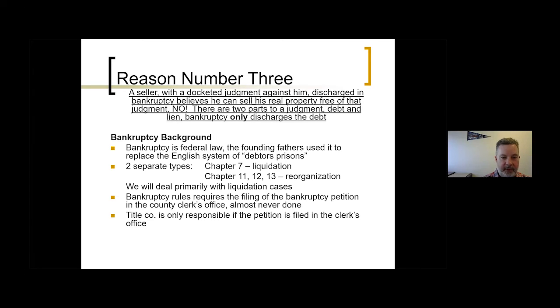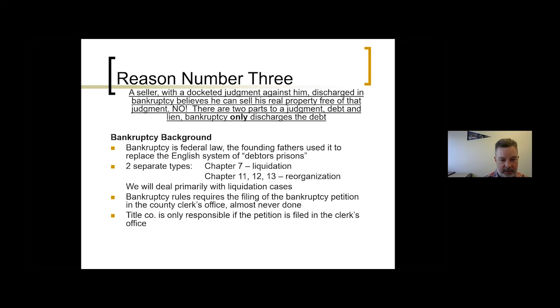A seller, reason number 3, a seller shows up with a judgment against him, docketed against him, that was discharged in bankruptcy. And she thinks she can sell the real property free of that judgment. No, she can't, unless she's done an extra step, which we're going to talk about. There are 2 parts to a judgment. There's a debt and there's a lien. The bankruptcy only discharges the debt, which is the personal obligation.